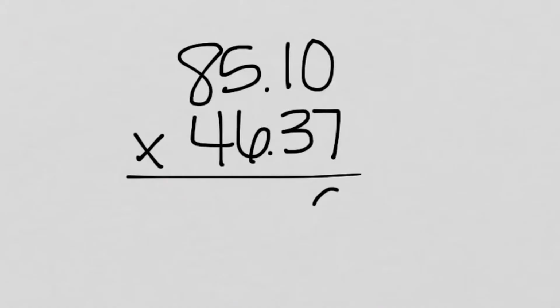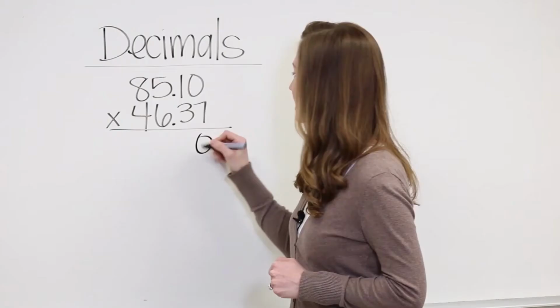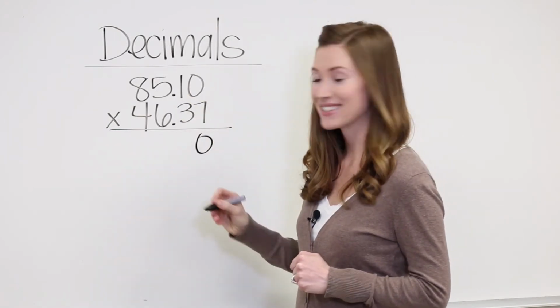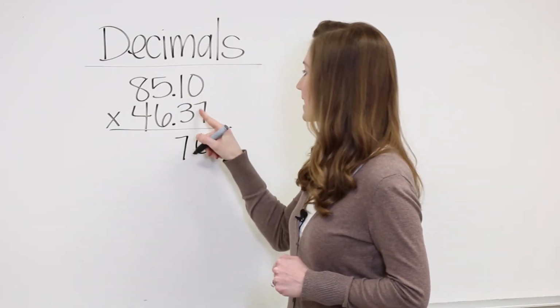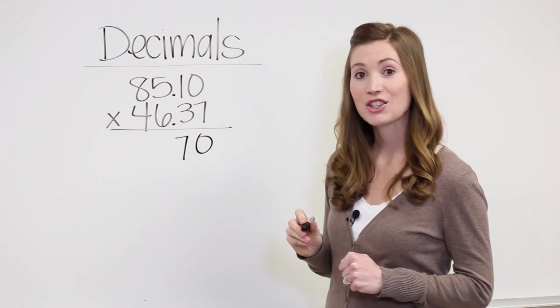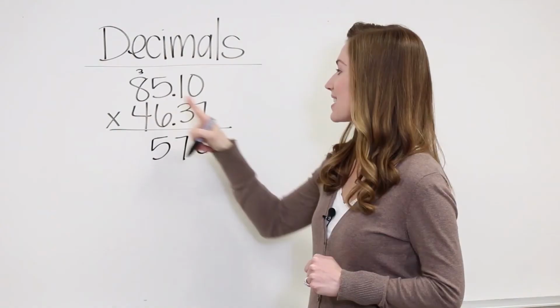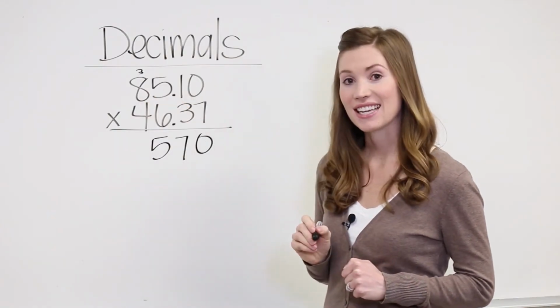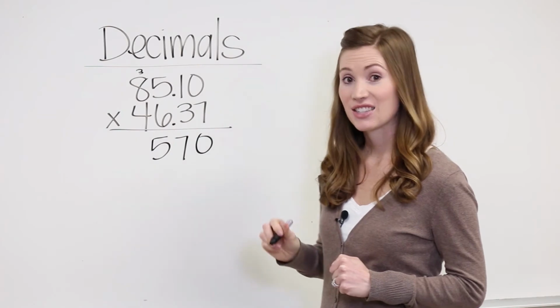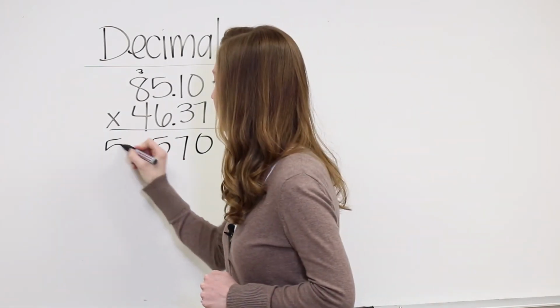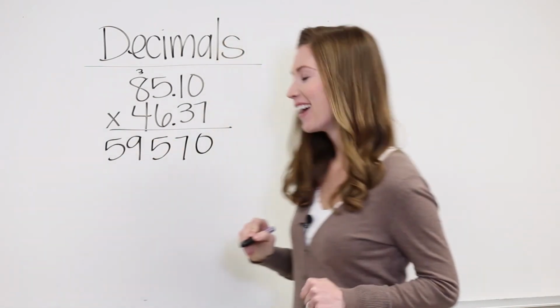7 times 0 is 0. 7 times 1 is 7. 7 times 5 is 35. We'll write the 5, carry the 3. 7 times 8 is 56, plus 3 is 59. How are you doing so far?